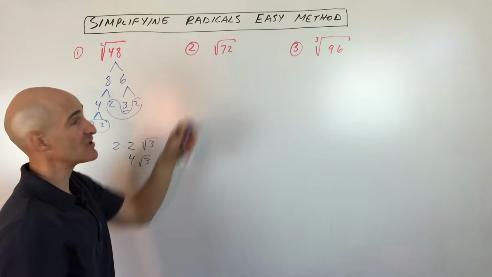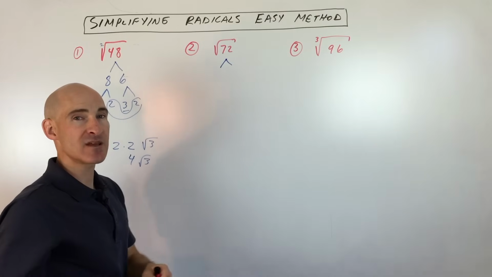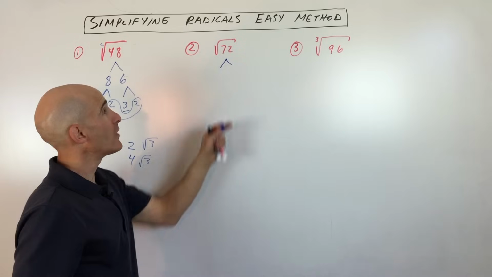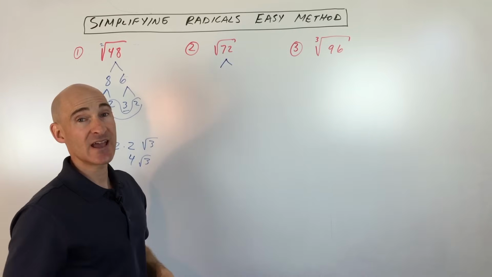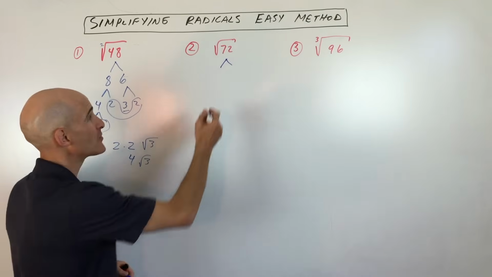The square root of 72. Now, another point is that sometimes students don't even know what goes into 72. You might be in that boat. Well, if it's an even number, meaning it ends in an even number like 0, 2, 4, 6, or 8, you can always cut it in half. You can always divide it by 2.